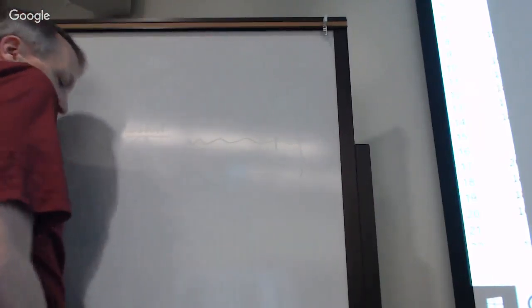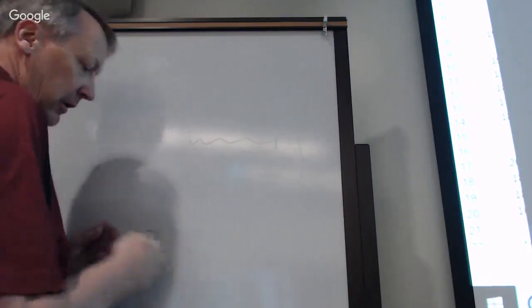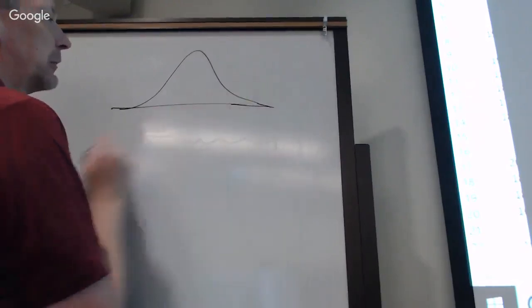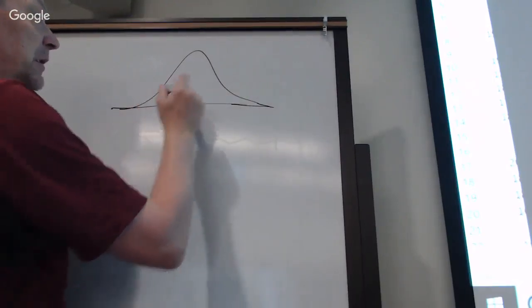So what am I drawing a picture of? Normal distribution. What's the mean of my normal? It's supposed to be 20, right?